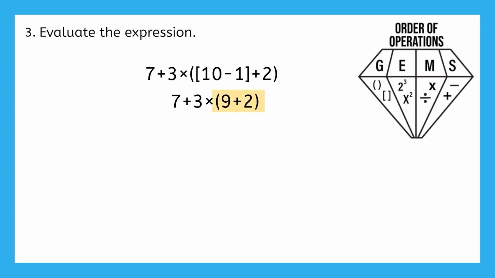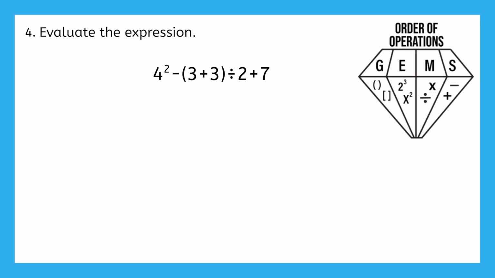Remaining inside the parentheses is 9 plus 2, equals 11. Bring down the rest, and we're left with 7 plus 3 times 11. According to GEMS, multiplication should be performed before addition. 3 times 11 equals 33. 7 plus 33 equals 40. Great job. We've got one more practice problem, and I think you're ready to try this one all by yourself.